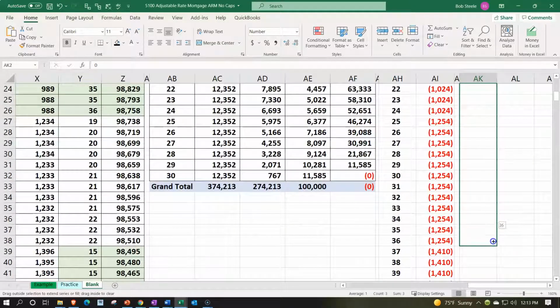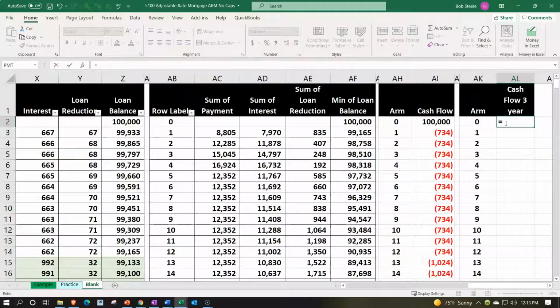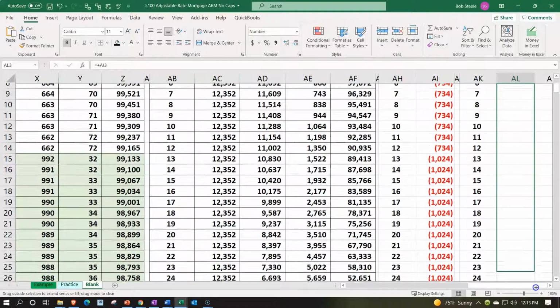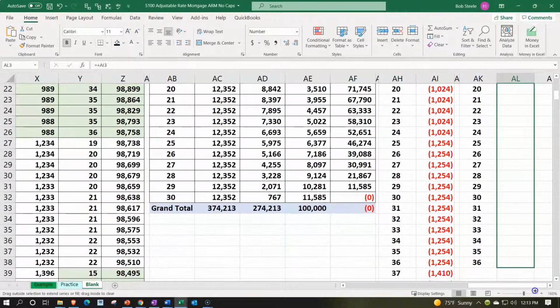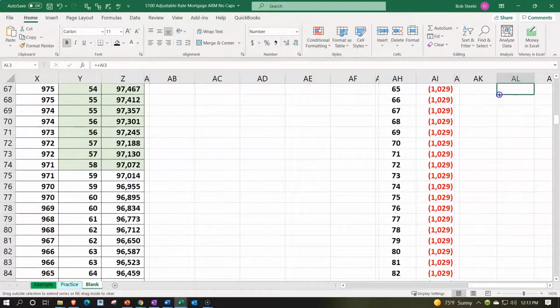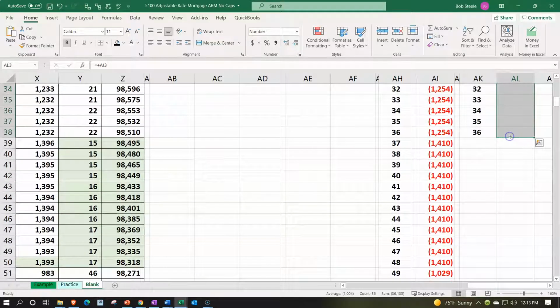36. And then center it, alignment, center. And this is going to be equal to the 100,000. We got the negative flow, so same outflows are taking place. So for year 1, 734, then it increased to 1,024, and then it went to 1,410, and so on. And we stopped. Well, I got carried away looking at the wrong one. We only went down to 36. 36, there we go. And then we're going to total this.